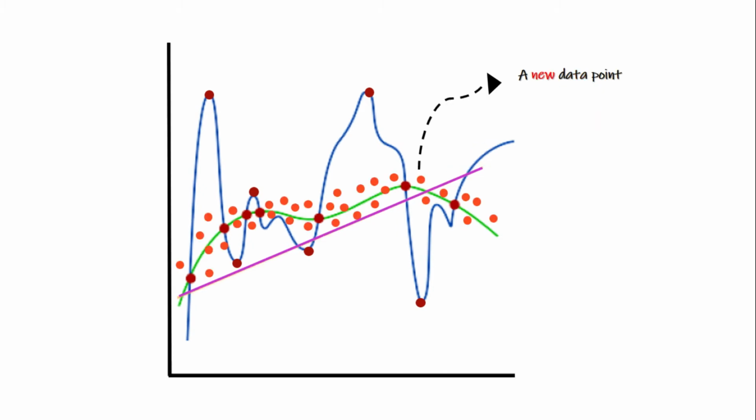So if the focus is only on our training data, the model works well on data that it has seen before, but fails to predict the result for new data. And this is what we call overfit.